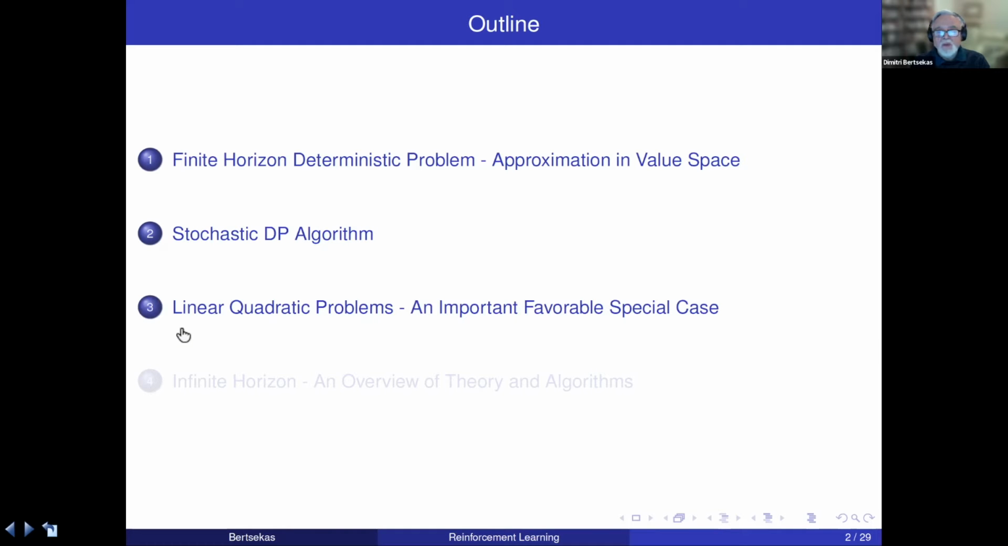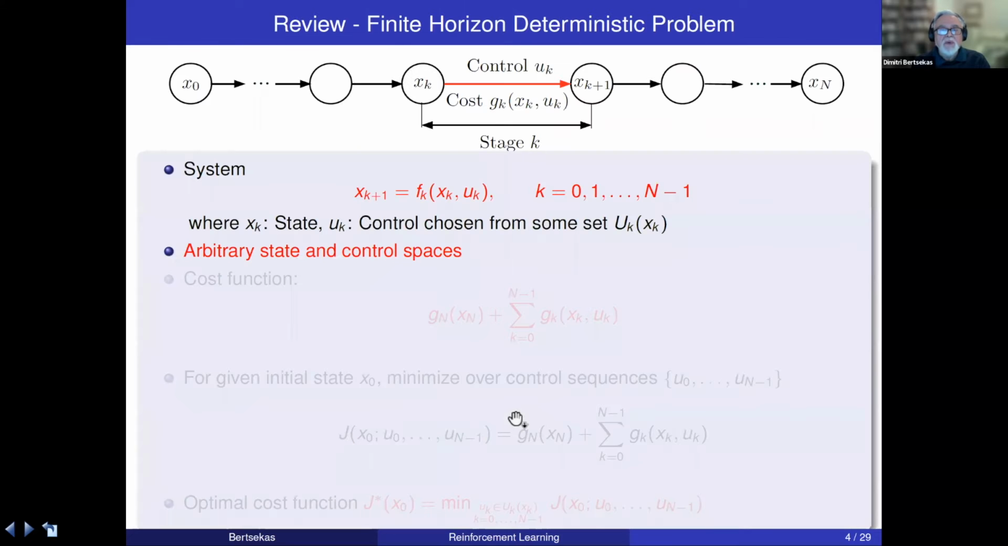Then we are going to talk about an important, nice special case, the case where the system is linear and the cost function is quadratic, a very important problem in control theory, and also one that has an analytical solution and will provide us with a lot of insight for more difficult problems. We're going to take a break and then talk about infinite horizon. We're going to overview the theory and the algorithms and return again to the linear quadratic problem. So let's get started with review.